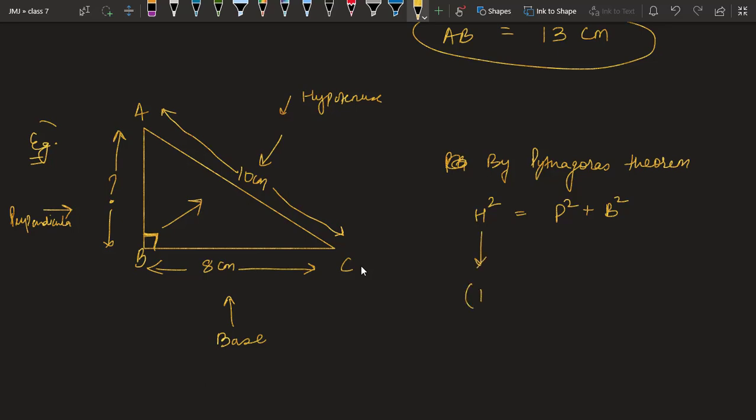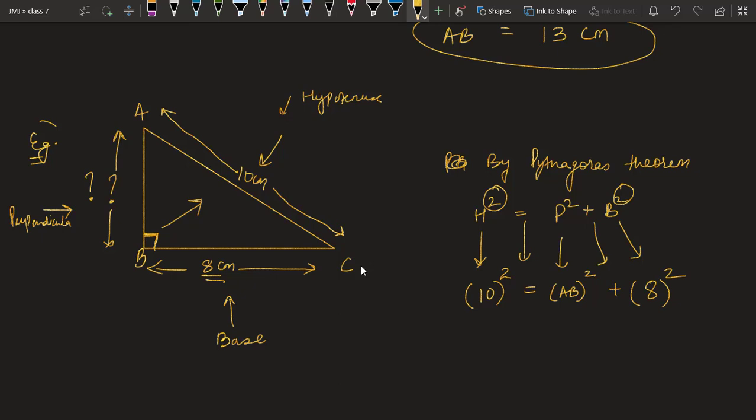So in bracket I will write 10, then we have a square on it. Then we have an equal to sign. Then perpendicular value is unknown. We can call it AB. So perpendicular is AB bracket whole square. Then we have a plus sign, and we know the value of B is how much? 8. So write 8 in bracket and put a square on it like this.